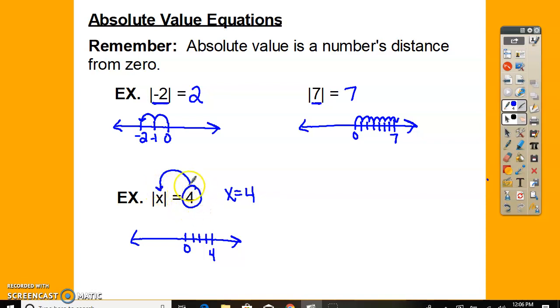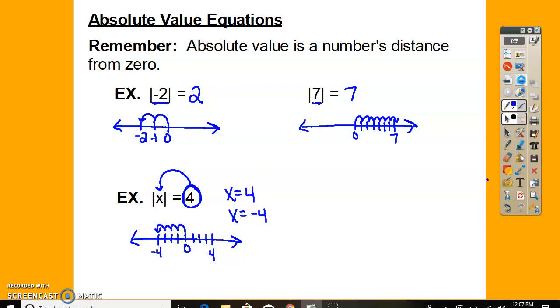But another number that also has a distance of 4 from 0 is -4, is also 4 units away from 0. So you have 2 possible answers here. When you're working backwards and trying to find the inside of an absolute value, you typically have 2 answers for that piece of information. Okay, so I'm working backwards and figuring out what number or numbers has a distance of 4 from 0. +4 is 4 units away. -4 is also 4 units away. So we have 2 possible answers.